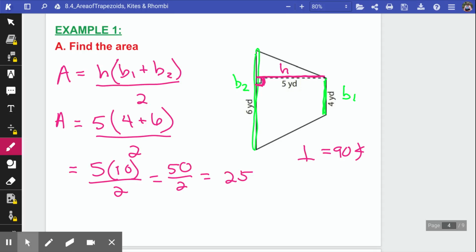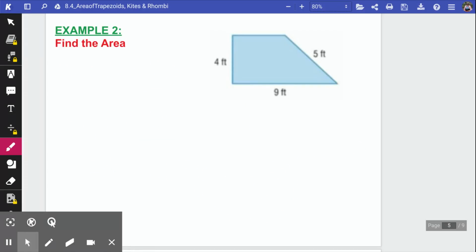So the area of this trapezoid is 25, and because it's an area, I'm using yards squared. So there's my area of this trapezoid. So here's the next trapezoid that we're going to find the area of.